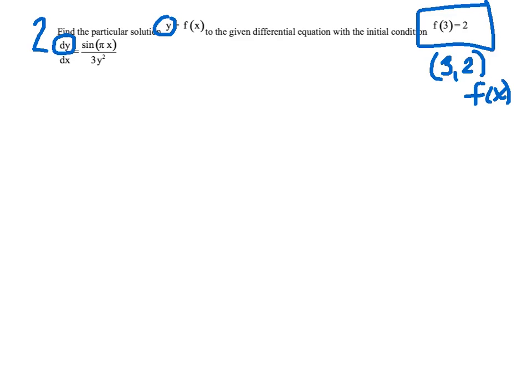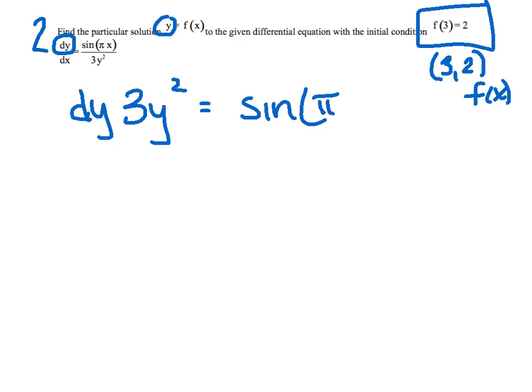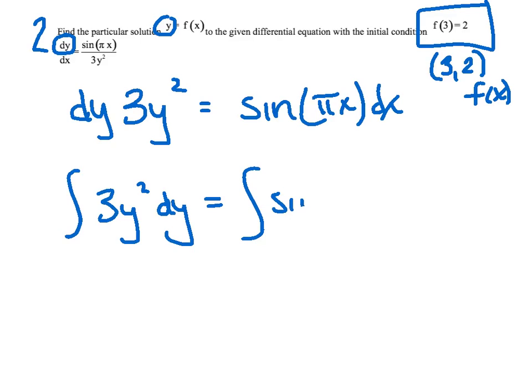All right, so first step's the same, always cross multiply. So I've got dy times my 3y squared equals the sine of pi x dx. And what a nice one to begin with here. On my first cross multiply, you'll notice that the variables are already separated. So I can jump to step 2, which is now to integrate both sides. So slap your integral around both sides.